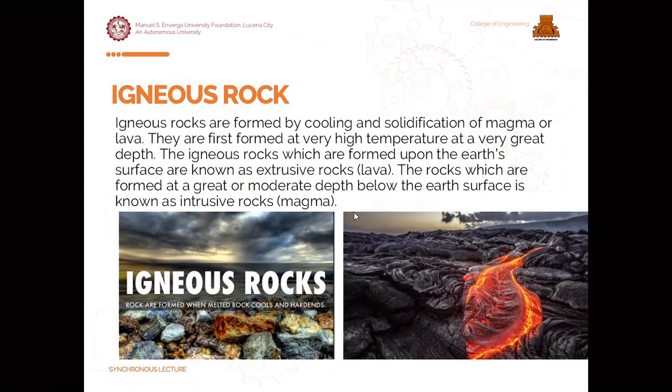One trivia about igneous rock: the Earth is basically composed of 95% igneous rocks. Almost all of the Earth's crust is composed of igneous rocks, because in the early times there were volcanic eruptions, which caused solidification of magma and lava on the Earth's surface and also inside the Earth.